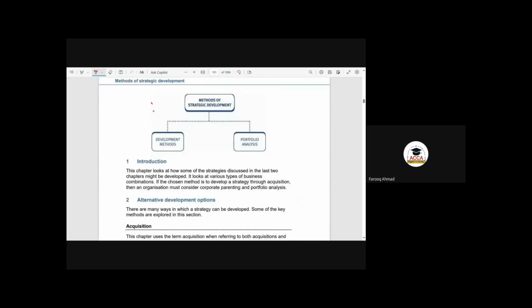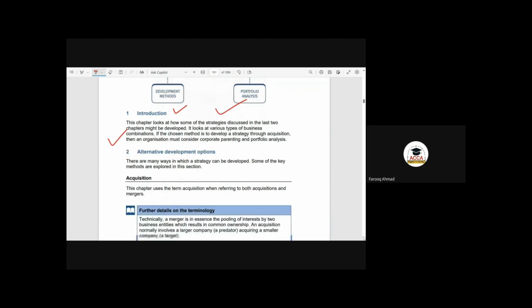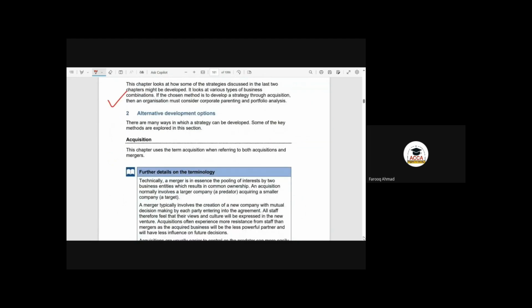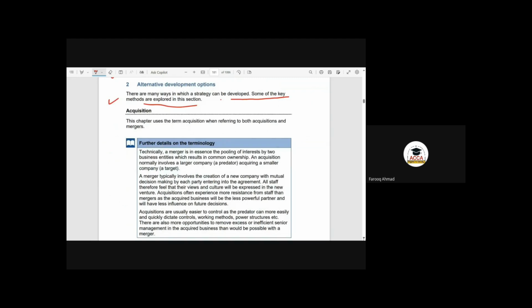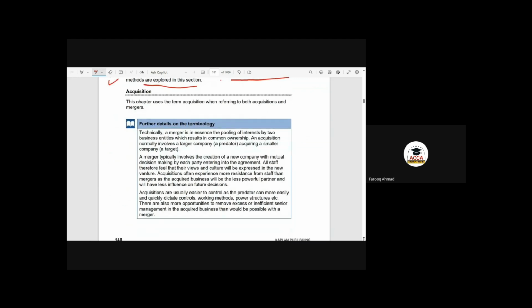So: method of strategic development, development method, and portfolio analysis. Introduction of this chapter, I already introduced it to you. Alternative development options: there are many ways in which strategy can be developed. Some of the key methods are explained in this section, like acquisition. So you acquire a company, a corporate running business, or buy a small business just to merge with their activity. So this is like a merger or acquisition, buying.